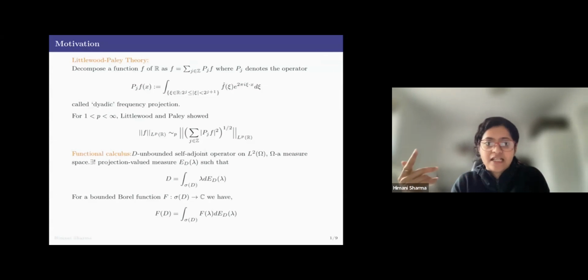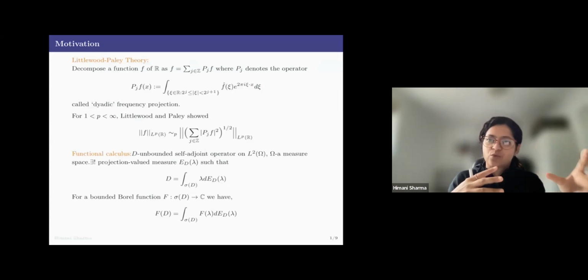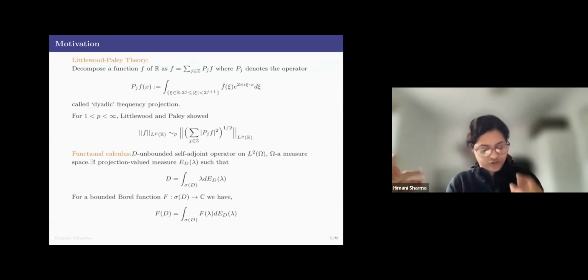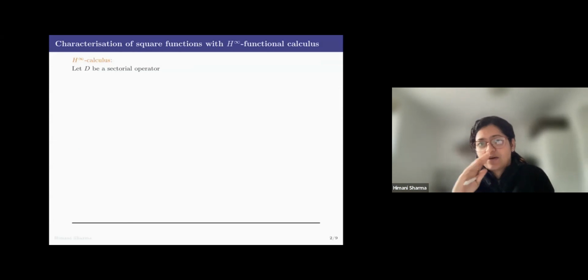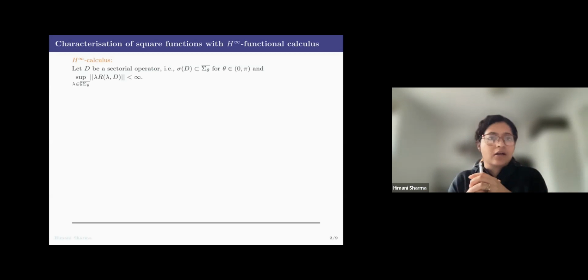So what we are going to see is a characterization of square functions with holomorphic functional calculus. So what is holomorphic functional calculus? For that, we start with a sectorial operator D. By a sectorial operator, we mean an operator whose spectrum lies in the closure of a sector, and apart from that, it satisfies the condition that the supremum of lambda times the resolvent operator of D is bounded.